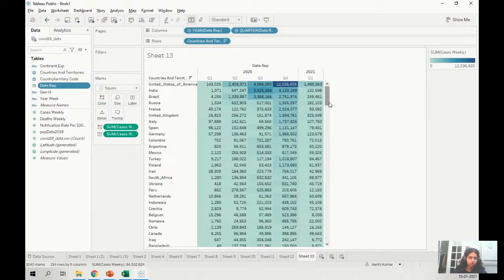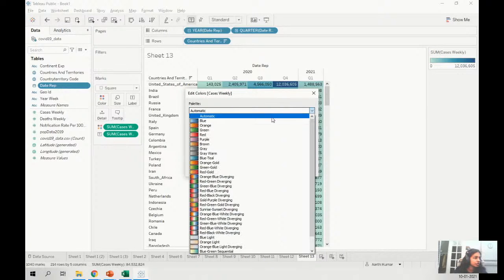Previously we looked at it by geography. The intensity, for example, in India happened in Q3 of 2020, whereas in the US it is Q4 of 2020. So you can compare by quarter, by country, how the cases are. And like I showed you, let me show it again. You can edit colors and choose the colors you want.